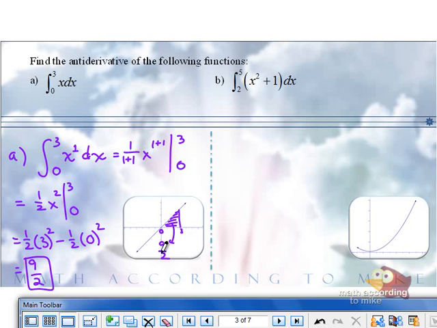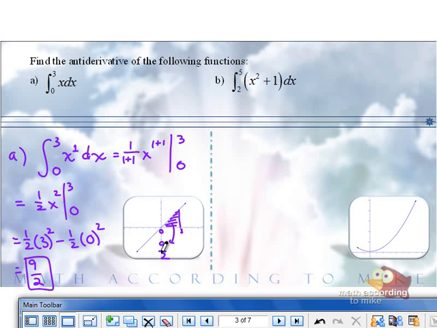Notice if we were to draw the picture, we wouldn't need calculus to figure out the area, because the picture is a right triangle. And the area of a triangle is 1/2 base times the height. Well, the base is 3. The height would also be 3. So what's 1/2 times 3 times 3? 4.5. So we got the same answer.